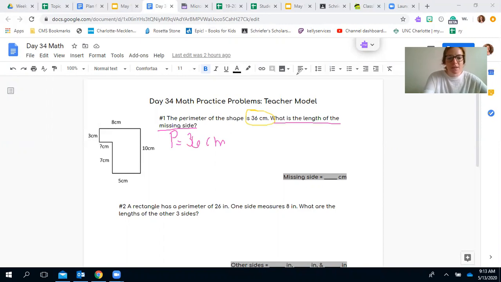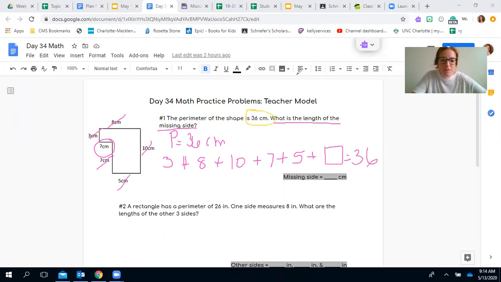So for example, in this problem, we would say 3 plus 8 plus 10 plus 7 plus 5 plus something equals 36. So to solve this, I need to add all of those together.